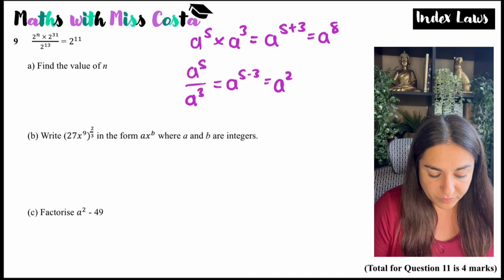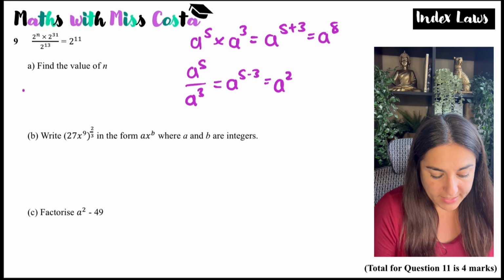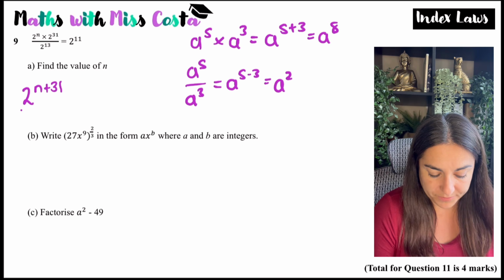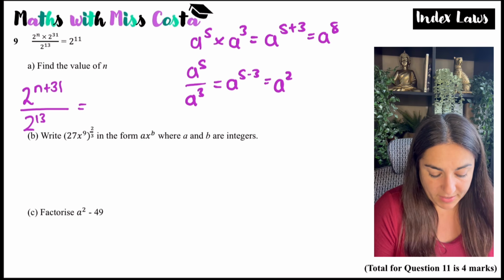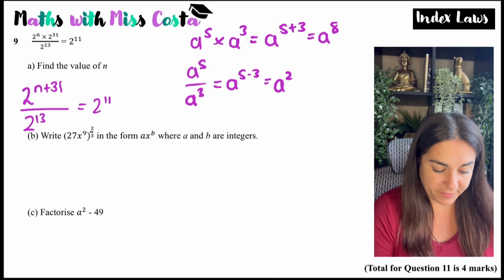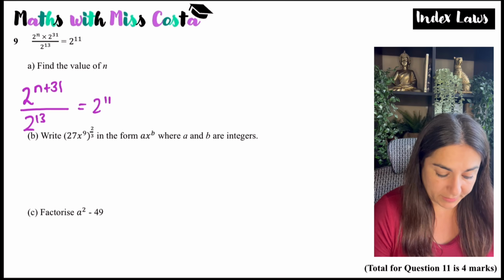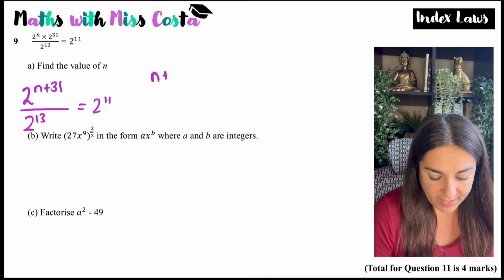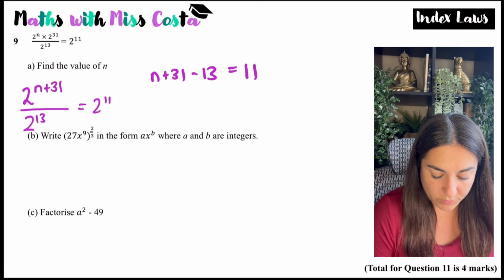So we know that 2 to the power of n times 2 to the power of 31 is going to become 2 to the power of n plus 31, and that's going to be divided by 2 to the power of 13, and my answer is going to have to be 2 to the power of 11. So what do I do when I divide indices? Well, I subtract. So I know that n plus 31 take away 13 must equal 11.